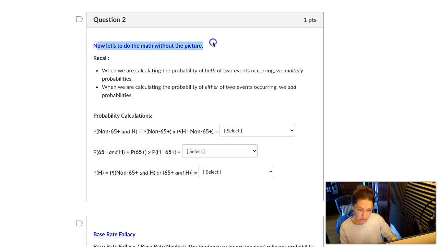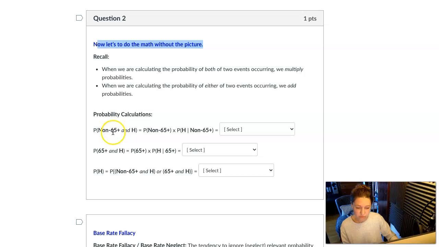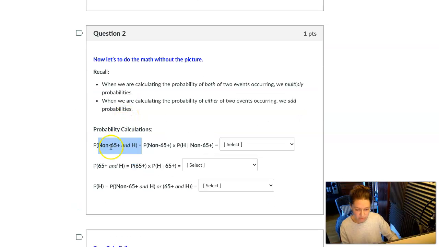Now let's do the math without the picture. You can go back up here to find the information you're looking for. What's the probability that a person is in the non-65 plus age group? Well, what's the probability of being in the non-65 plus group? We said that was 0.9. That's just a number we made up when we were doing the back of the envelope calculation.